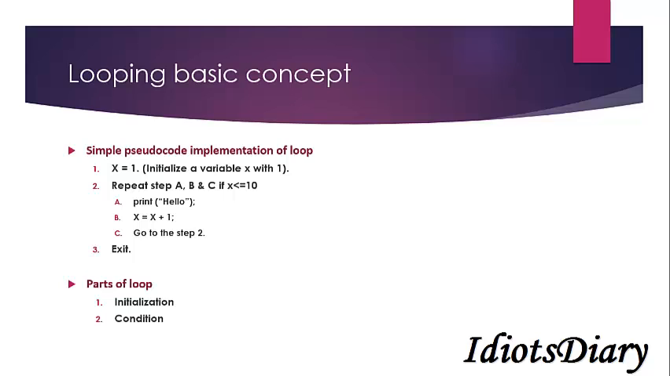Second is the condition. The condition is the most important part of the loop, which controls the loop, because the loop executes until the condition is true. The third part is the statements which you want to repeat, and the fourth part is updates. To go from the initialization to the condition, we need to perform some updates. Here the update part in the previous example is x = x + 1. So in this way, a loop can be divided into 4 parts: initialization, condition, statements and updates.